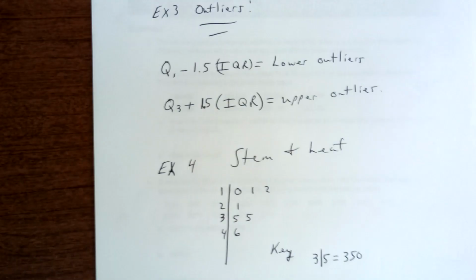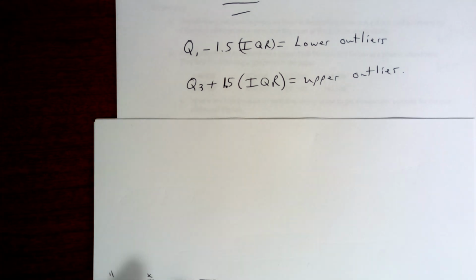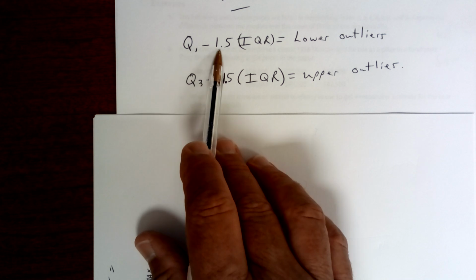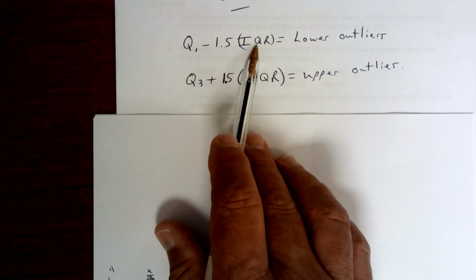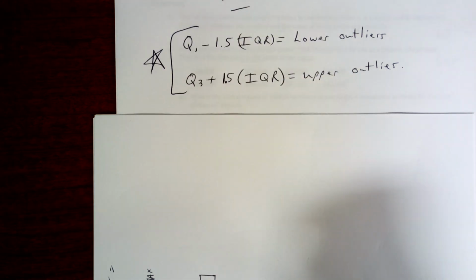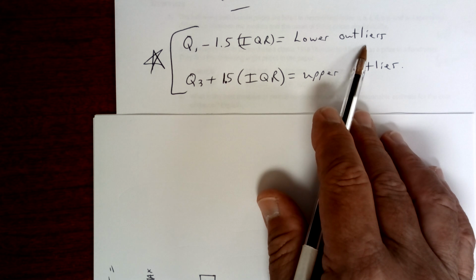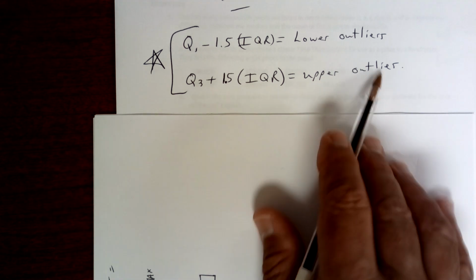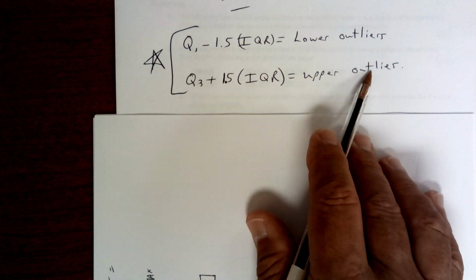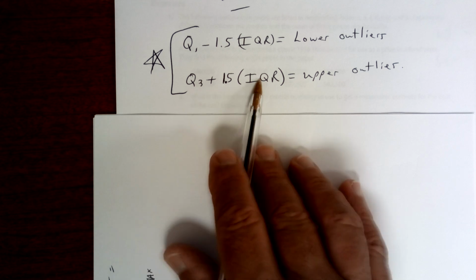Copy this down. Here are the formulas for the outliers. You take quartile 1 minus 1.5 times the interquartile range is the lower outliers. Save these formulas, put a star by it. Anything lower than the lower outliers, you throw it out. Anything higher than the upper outlier, you throw it out. Okay, here's the formula. Q3 plus 1.5 times the interquartile range.